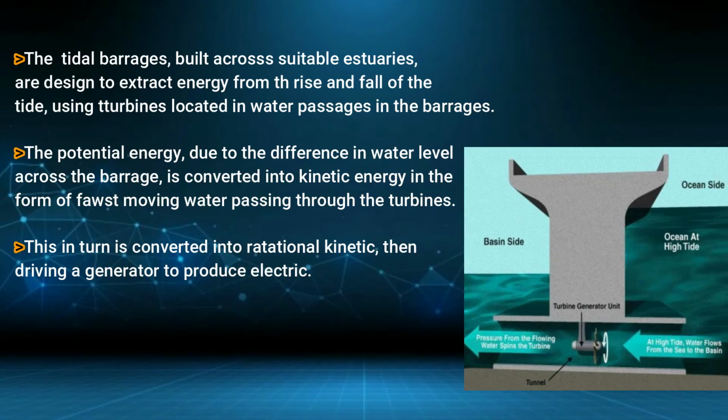The tidal barrage built across suitable estuaries is designed to extract energy from the rise and fall of the tide using turbines located in water passages in the barrage. The potential energy due to the difference in water level across the barrage is converted into kinetic energy in the form of fast moving water passing through the turbines. This in turn is converted into rotational kinetic energy, driving a generator to produce electricity.